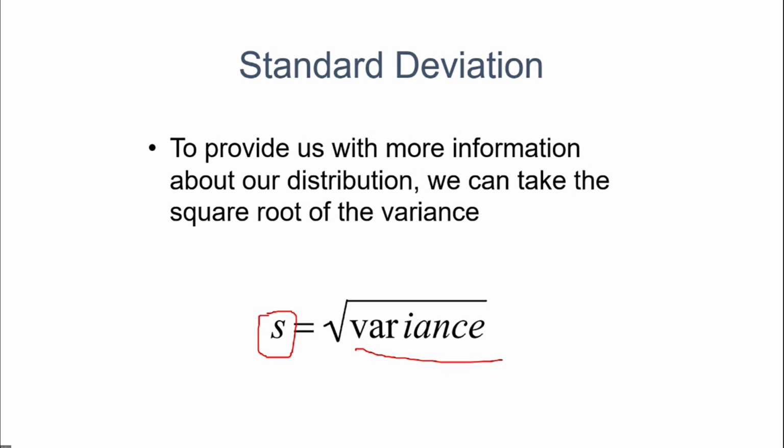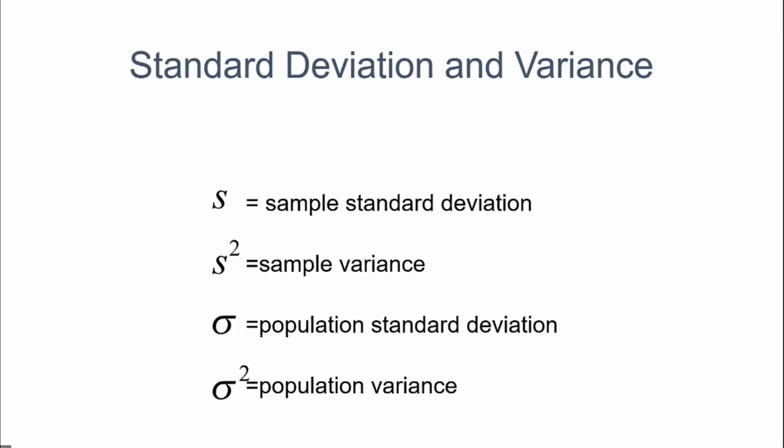We'll see this written as S quite often. If we see it written as S squared, that's the variance, before we take the square root. When we take the square root, we get rid of that square, and then we call it the standard deviation. So when it has that little squared sign, it's a variance. When it doesn't, it's a standard deviation. When we're talking about populations, we often use the Greek letter, lowercase sigma. Again, there's no squared sign, so this is the population standard deviation. And when we have sigma squared, that's the population variance.